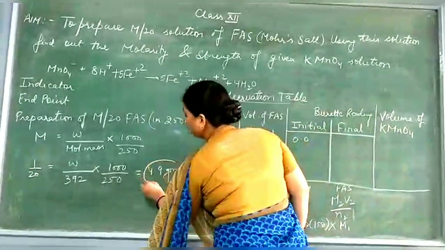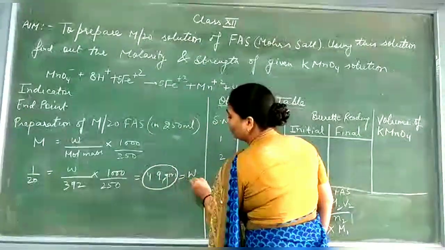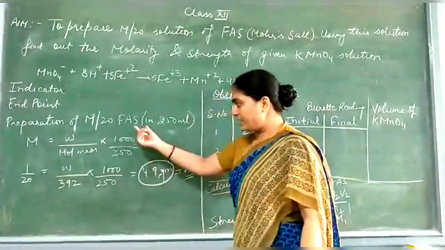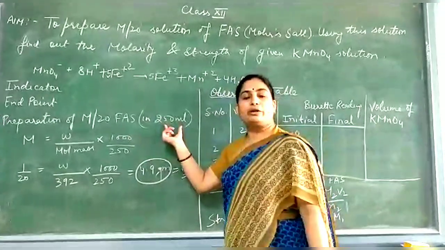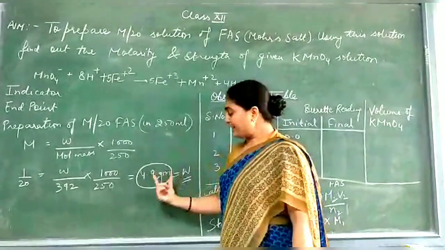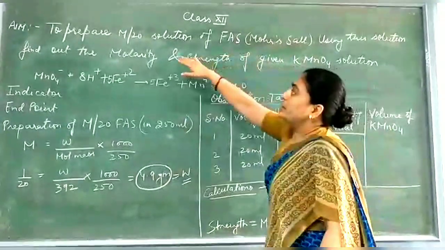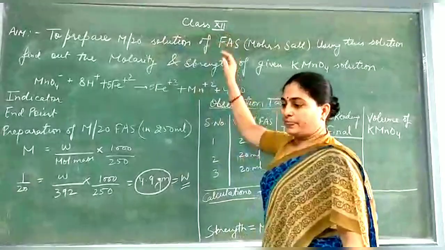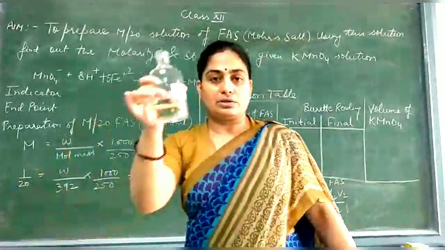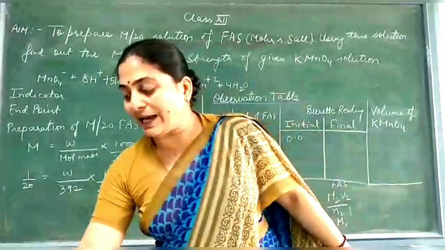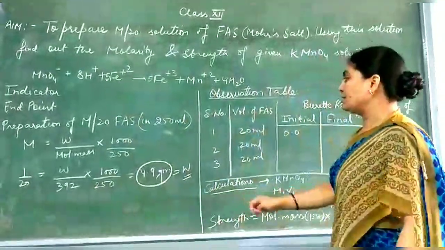So how to prepare? I have taken 4.9 gram of this FAS and dissolved it in 250 ml of solution. By taking this much amount, we get M/20 solution of FAS, which I have here. So this is the M/20 FAS solution that we prepared this way, taking 4.9 gram in 250 ml solution.